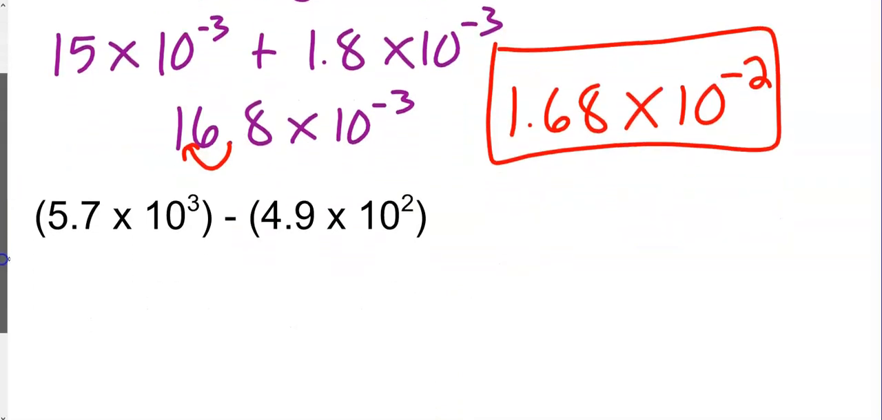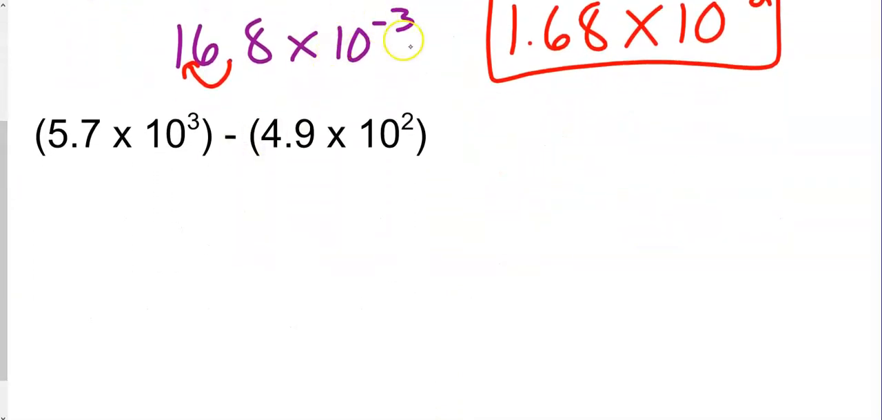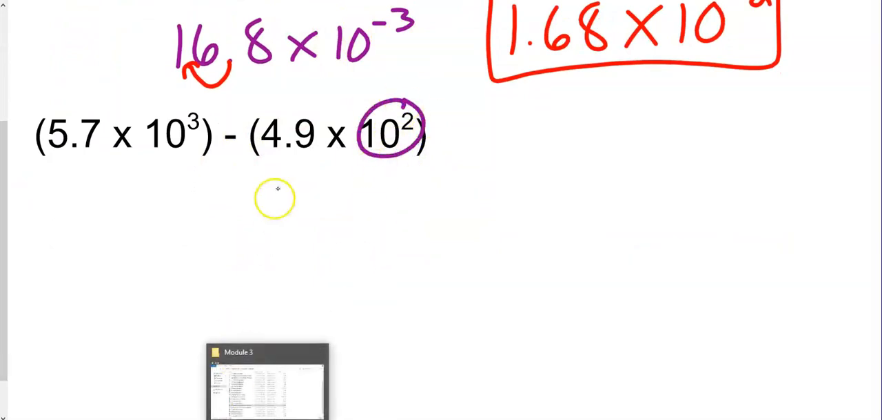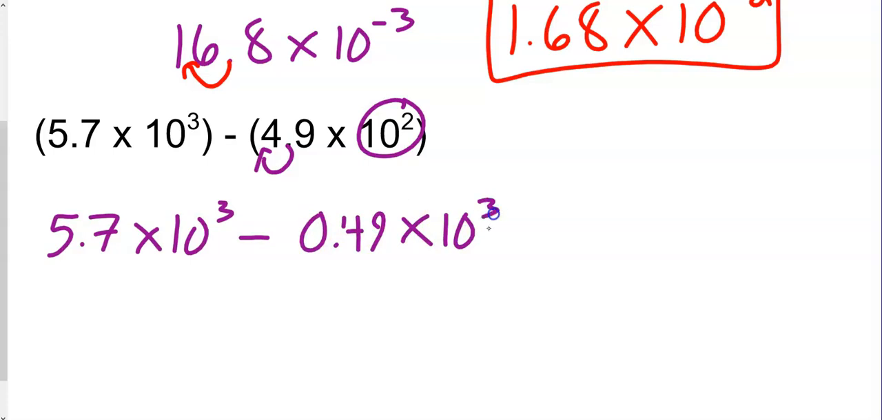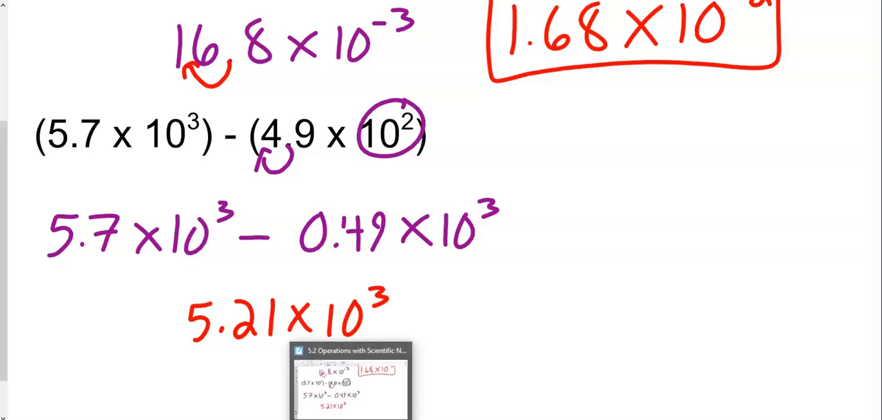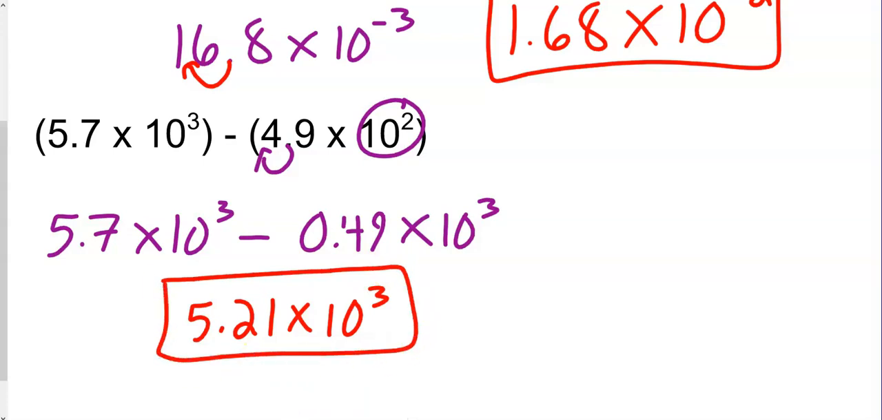Down below, we're doing some subtraction. They don't match. So we need to take our smaller guy and bump it up. So we move our decimal over and we end up with 5.7 times 10 to the third minus 0.49 times 10 to the third. Now they match. Just take care of your numbers and you end up with 5.21 times 10 to the third. And 5.21 is between 1 and 10. So this answer is okay in scientific notation.